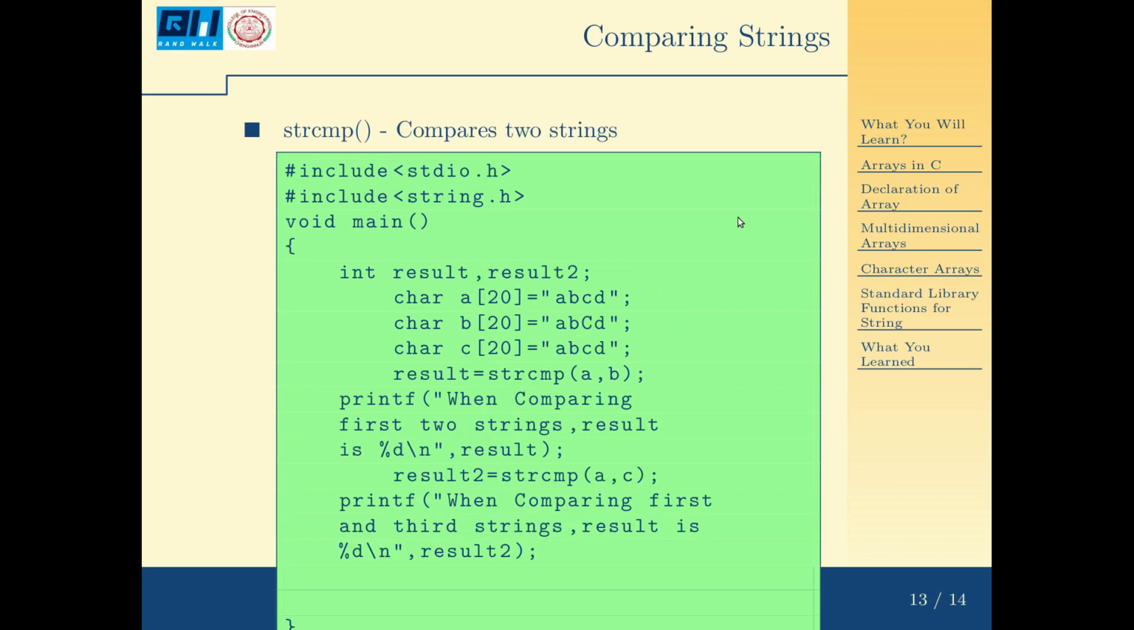Then, for comparing strings, you can use strcmp, which compares two strings. Say I have a character string ABCD, then another character string AB capital CD, then I have a character string ABCD. So I declare int result, result2. Then when I say result = strcmp(a, b), it will compare the two strings and give the result.